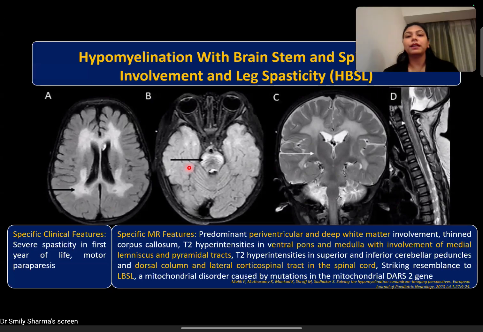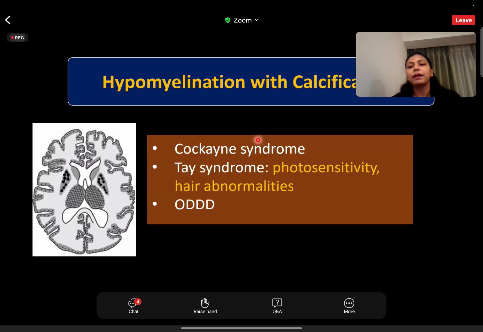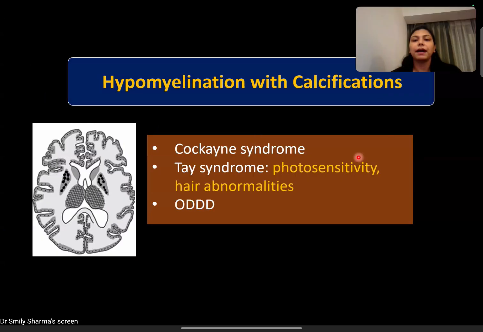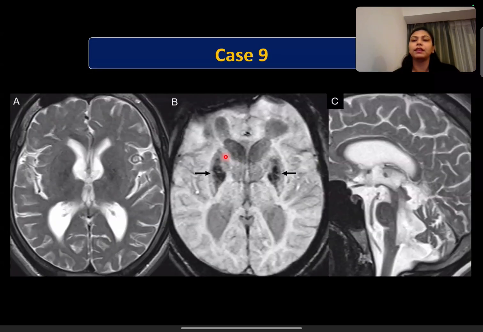So now coming to one important pattern, that is when hypomyelination is present with calcifications. Apart from certain clinical clues, one of the very important disorders is this. So what are your thoughts about this? We are having diffuse hypomyelination, and significant atrophy of the corpus callosum as well as cerebellum, as well as blooming seen on SWI symmetrically in the putamina. So what are your thoughts about this? Yes, so it is a case of Cockayne syndrome.